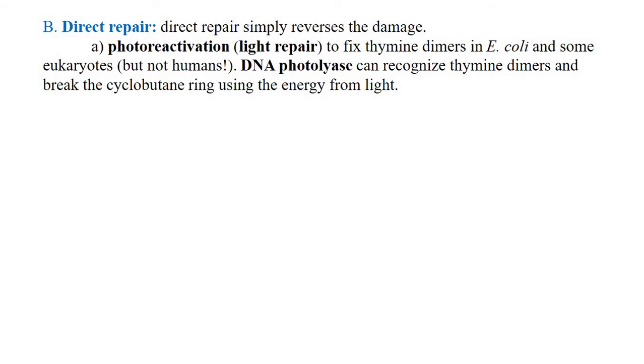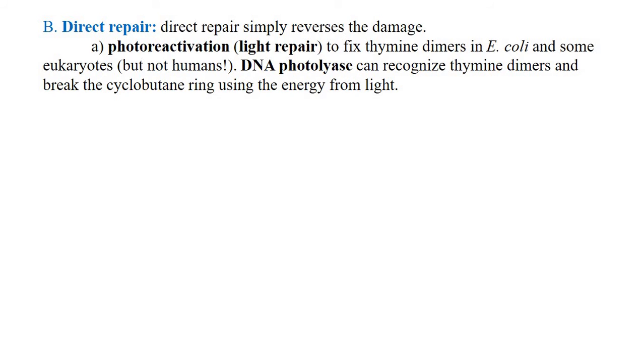Now we're going to move on to direct repair. Some of the damages in DNA can be repaired directly instead of cutting the DNA sequence and fixing it with a new strand. This is most usually the thymine dimers, because thymine dimers happen very often in the cells, and these need to be repaired in multiple different ways. Different organisms and cells have different ways to deal with this sort of modification.